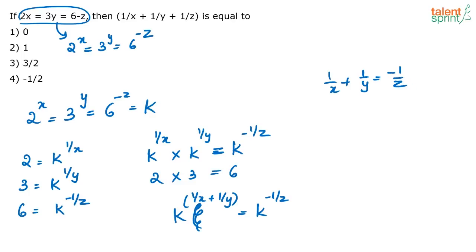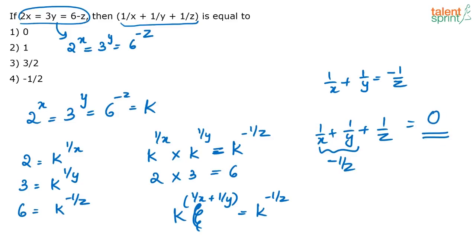Now what is the question? Find out the value of 1 by x plus 1 by y plus 1 by z. See, I have to find out the value of 1 by x plus 1 by y plus 1 by z. I know this is equal to minus 1 by z. So when I add all these three, what do I get? I get 0. Option 1.